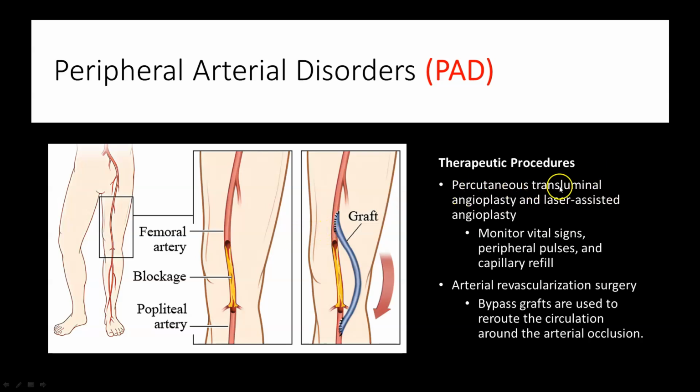So it's a percutaneous transluminal angioplasty and laser-assisted angioplasty. And again, we see the word plasty, so we know that we're doing something to change what's going on. The arterial revascularization surgery, again, we're taking a donor graft and we're just going around that area of occlusion.